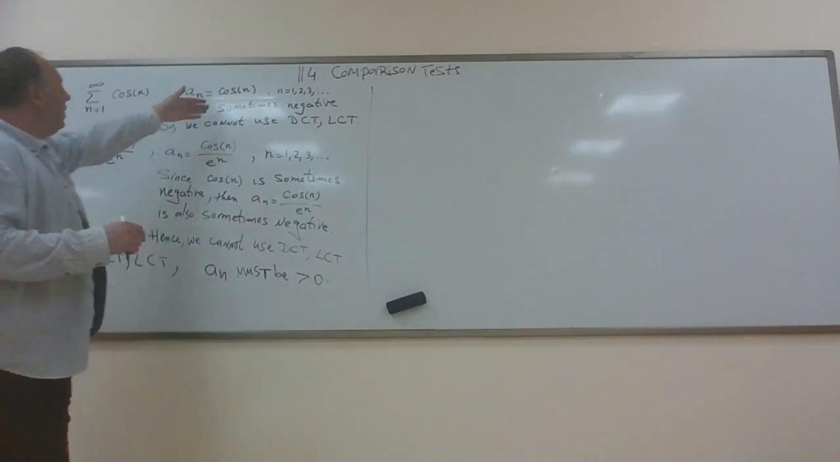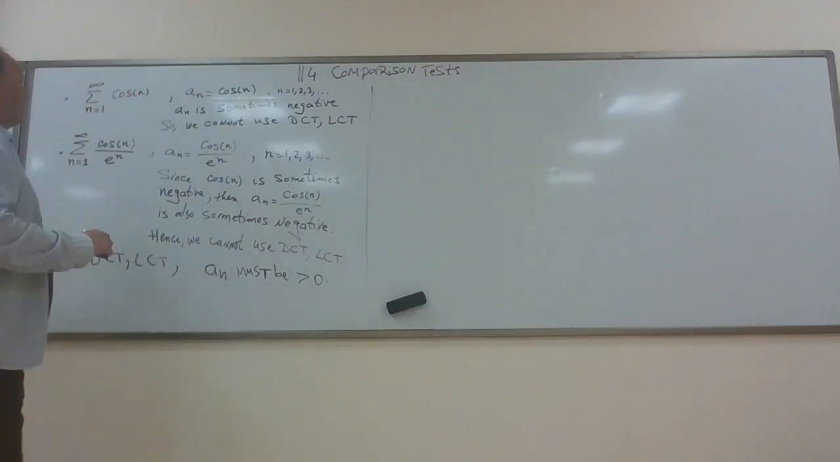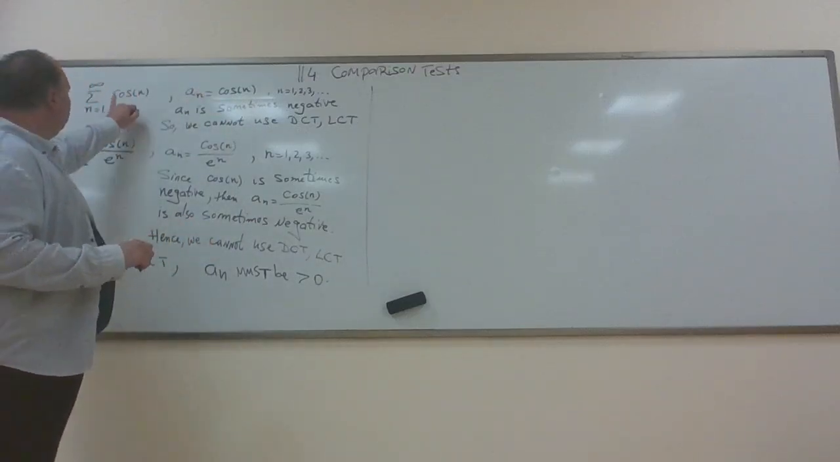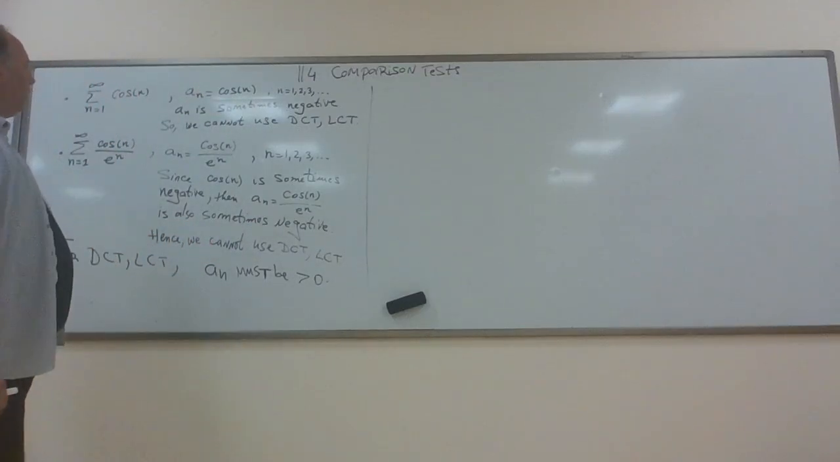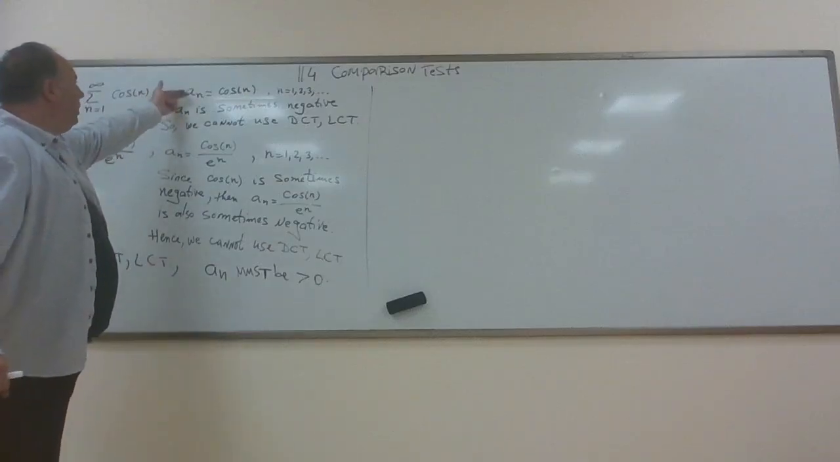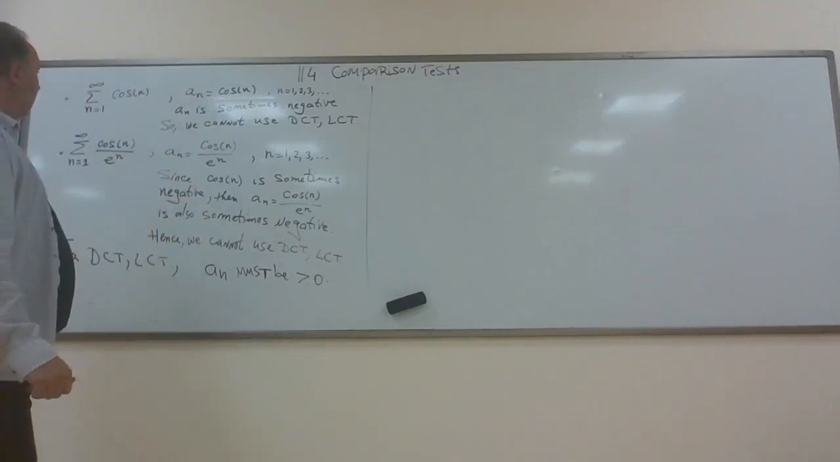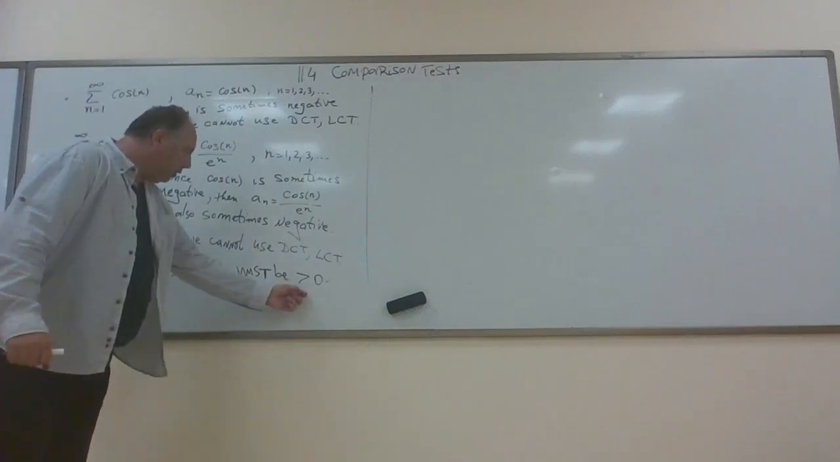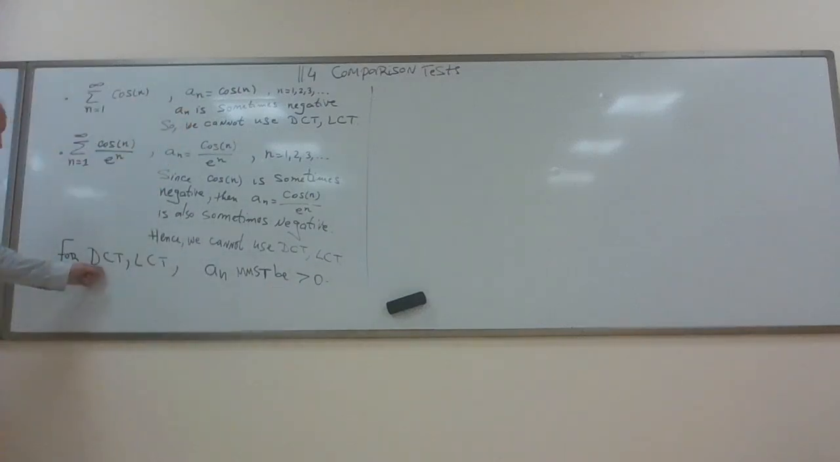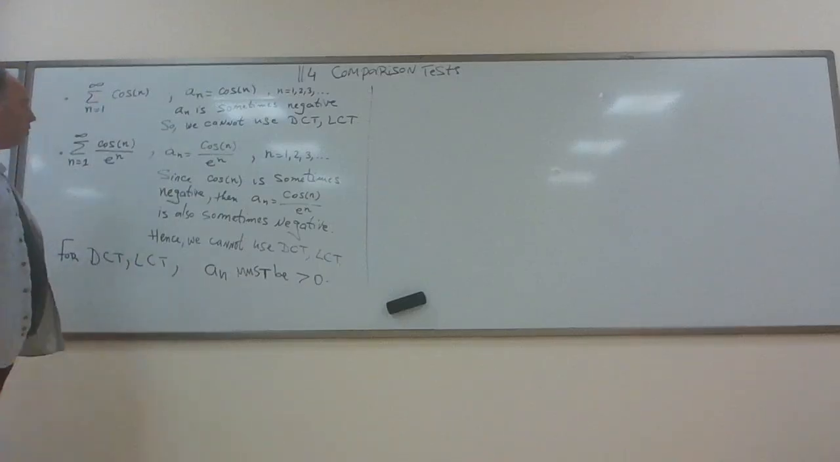So there are infinitely many of these negative numbers here. So the general term of this series would be sometimes positive, sometimes negative, systematically like that. Therefore, it's not positive, so we cannot apply the direct comparison test, and we cannot apply the limit comparison test.